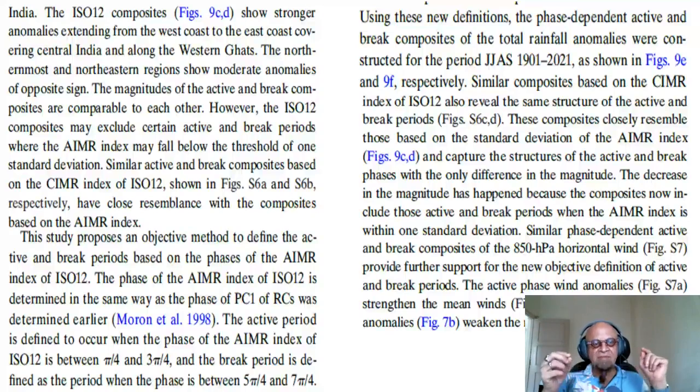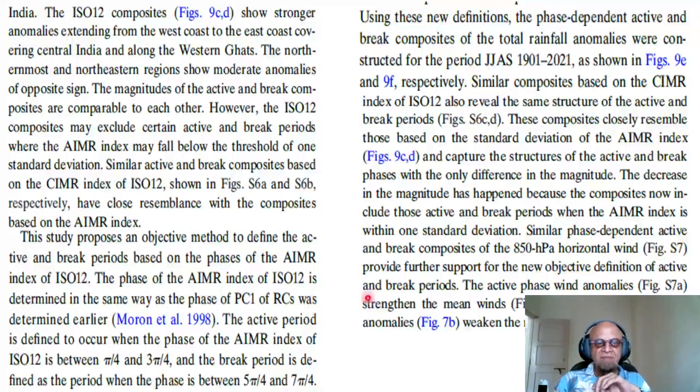We do AIMR, which is averaged over all India, and we do the long-term average, and then we look at days above that or below that to then talk about active and break periods. But now there is a new paper arguing that AIMR itself is flawed because it mixes the northeast region, which is completely out of phase with the central region. So also keep that in mind.